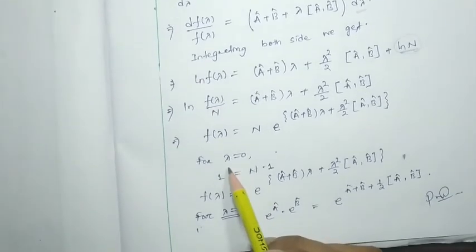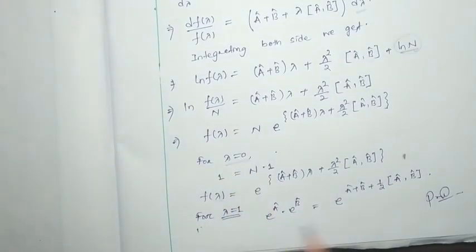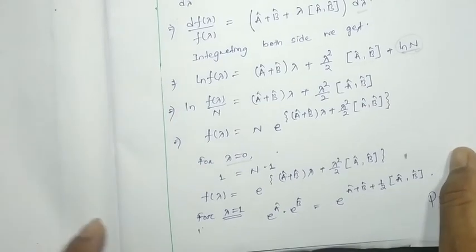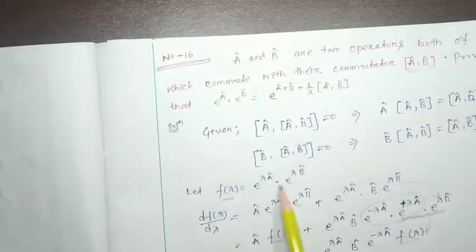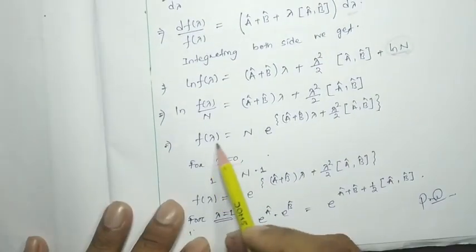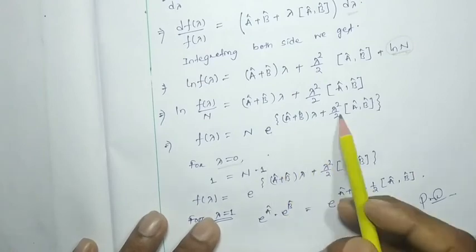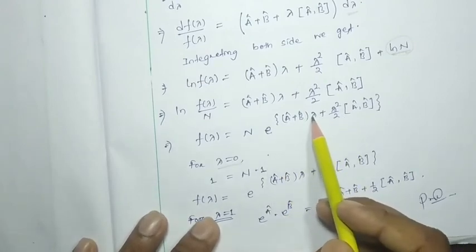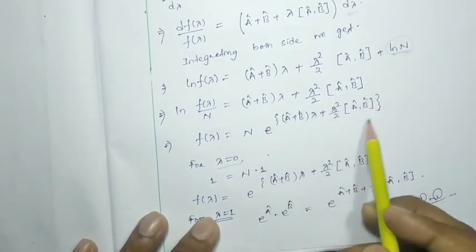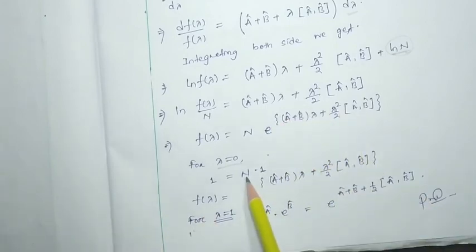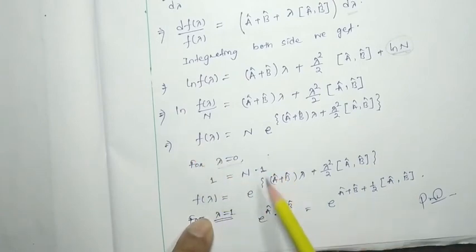Now if we put lambda equal to 0, the left hand side f lambda is how much? F lambda is 1. So f lambda will be equal to 1, and on this side, if we put lambda equal to 0, the whole exponent term will be 0, which means n is nothing but equal to 1. So hence f lambda can be written as e to the power this much.